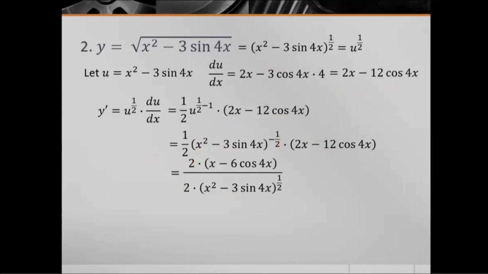Okay, so ayusin natin yung ating final answer. Then, ang ating final answer ay y prime is equals to x minus 6 cosine 4x all over square root of x square minus 3 sine 4x. And that's it.